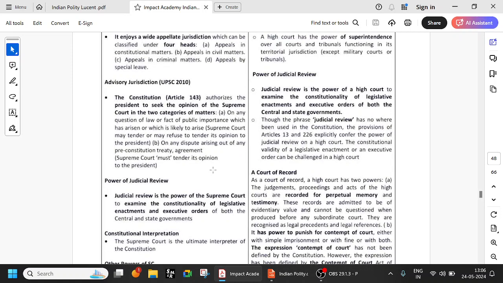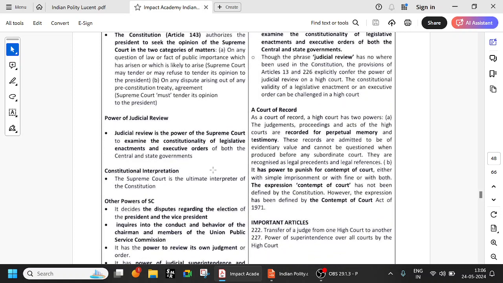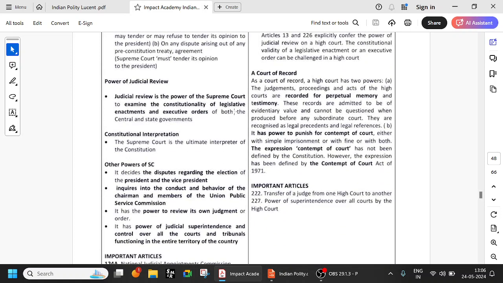Okay, very important. Next, power of judicial review. So judicial review is the power of the Supreme Court to examine the constitutionality of legislative enactments, executive orders, etc. So that's the fundamental thing. Constitutional interpretation: the Supreme Court is the ultimate interpreter of the Constitution.